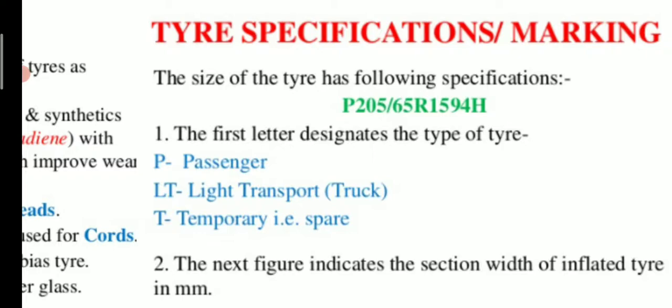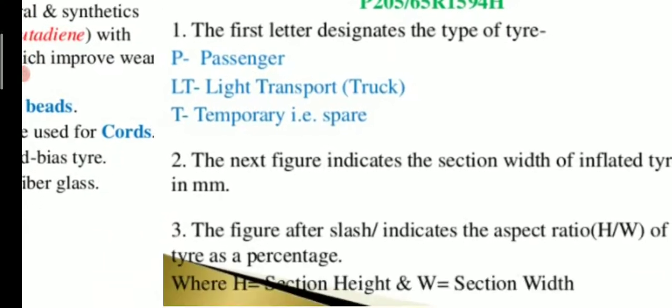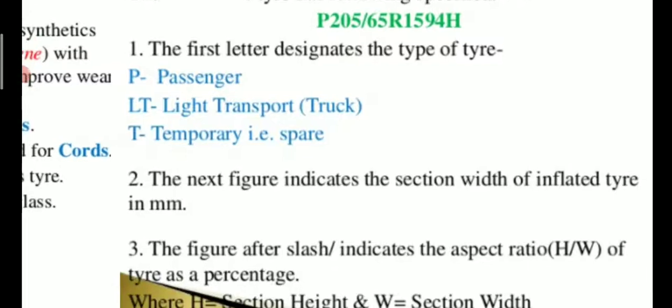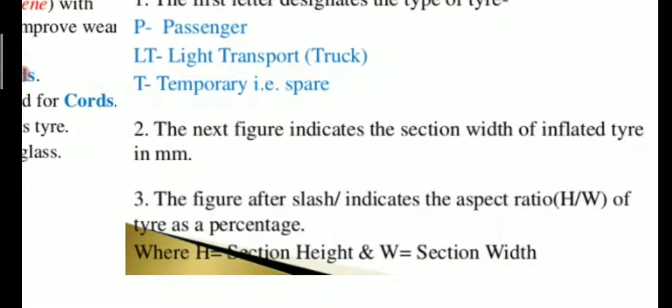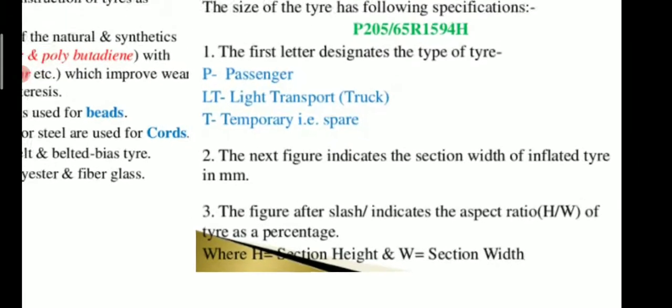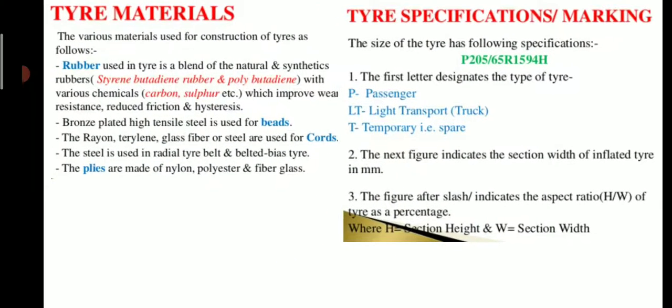The first letter designates the type of tire. P means passenger, LT means light transport, for example light transport truck, and T means temporary, that is spare. The next figure indicates the section width of the inflated tire in mm. So 205, and you will see the next figure. The figure after the slash indicates the aspect ratio, height divided by width, that is section height as a percentage of the section width of the tire. So H indicates section height and W indicates section width. This way the specification is provided for the tire.